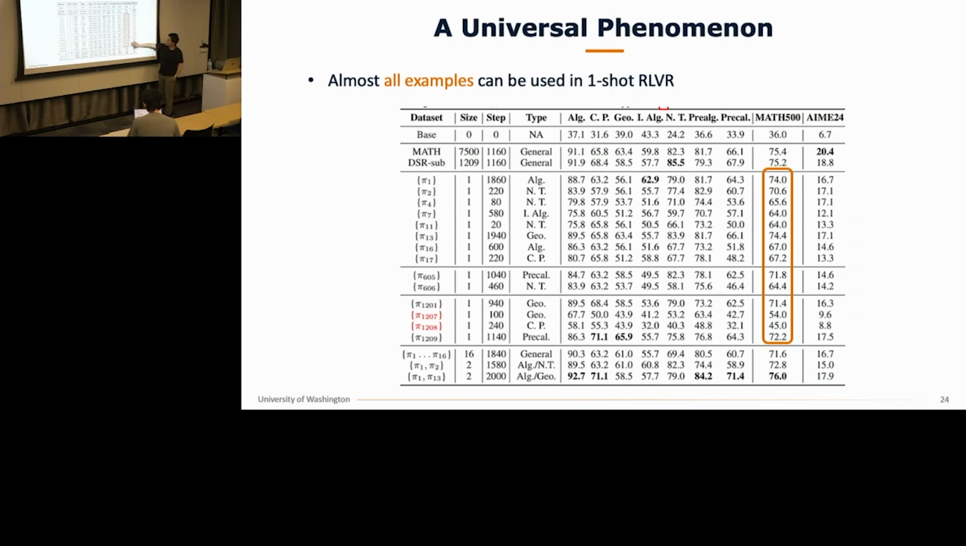So you can see here, compared with the base, the base only has 36% accuracy on MATH 500 and 6.7 on AIME 24, but if you use any of the examples to train, you can dramatically improve the accuracy. Again, this is only using one example, but using any of the groups, you can have a big improvement.